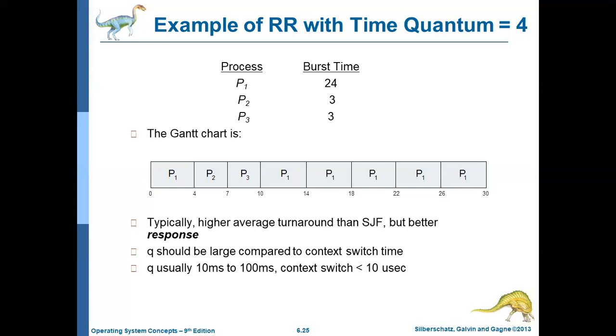For example, if different arrival times are given, you have to do the same calculation. Turnaround time equals finish time or completion time minus arrival time. Waiting time equals turnaround time minus burst time. But in this example, all the processes arrived at 0 milliseconds.